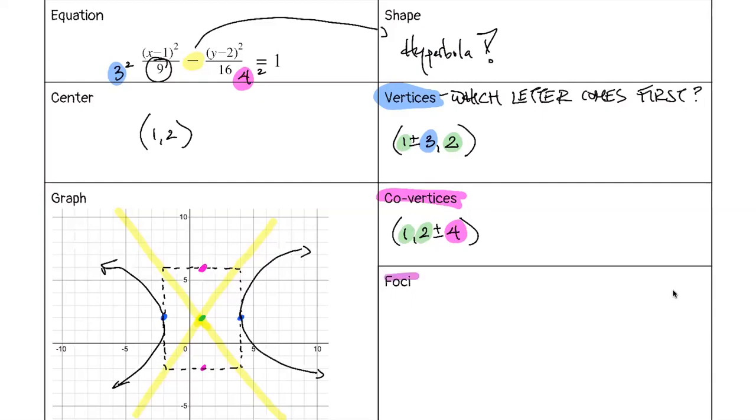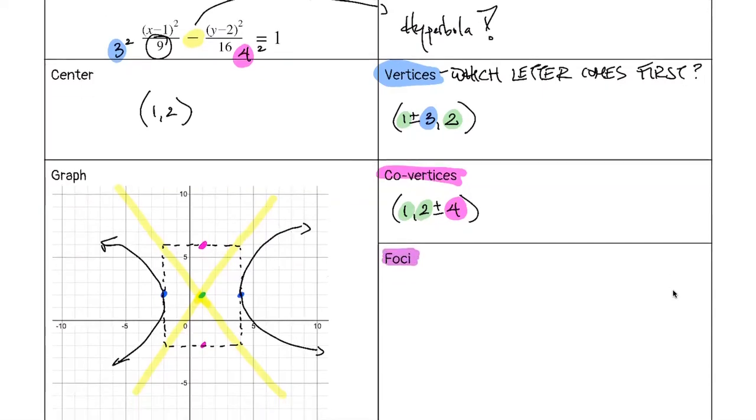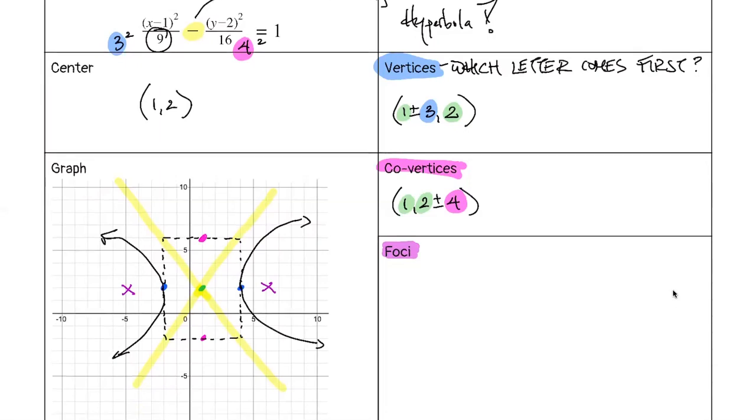All right, last but not least, we want to find the foci. Now remember, we said that the foci are going to be farther away, somewhere outside of the blue dots. They were not inside the blue dots, okay? What this means is our Pythagorean identity is different than the one for the ellipse.